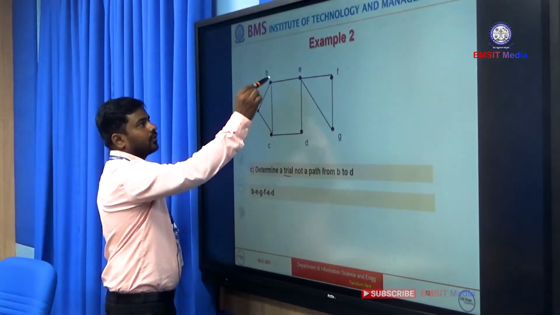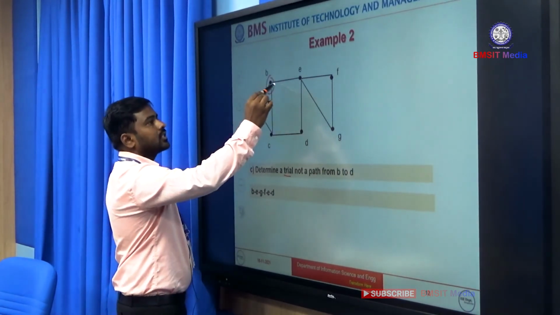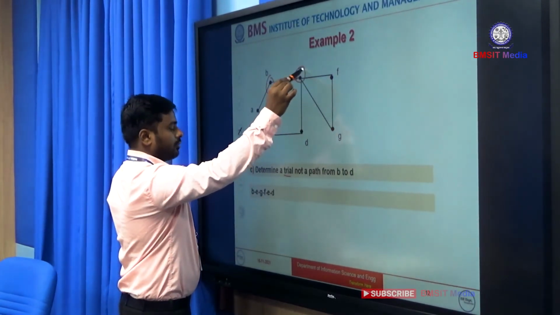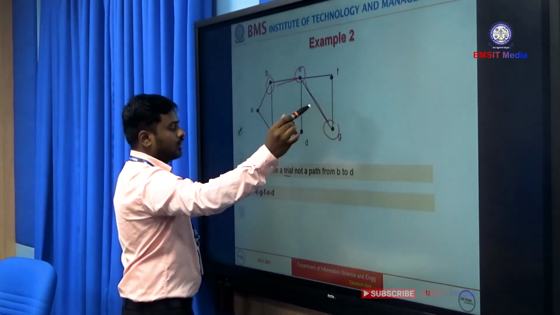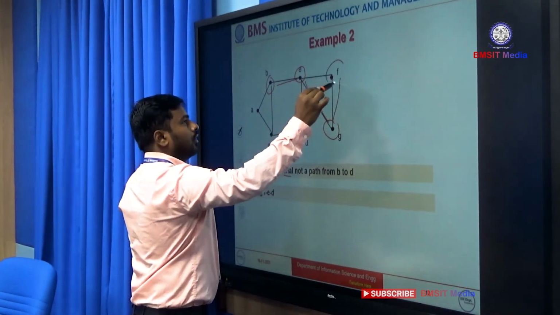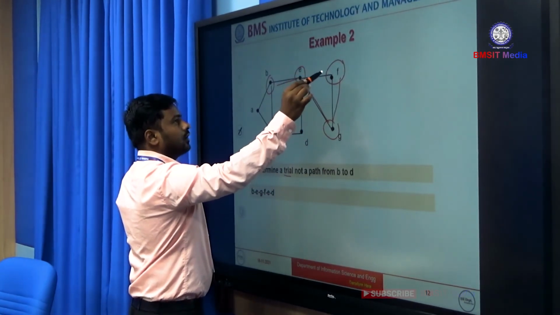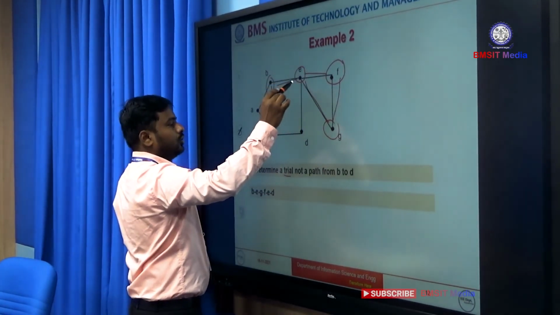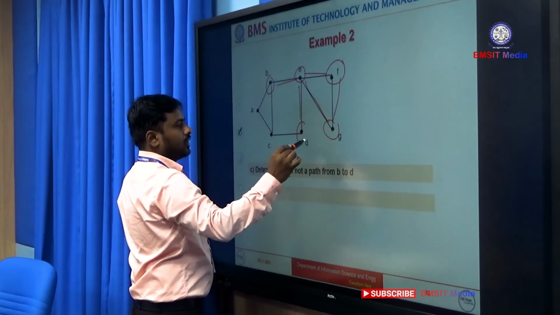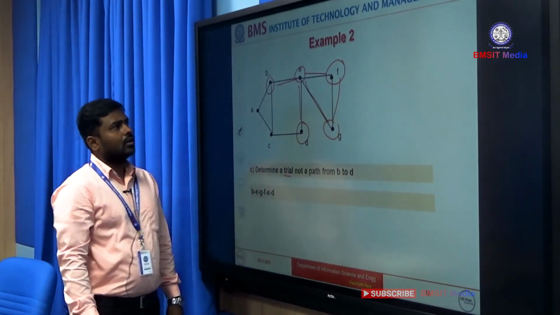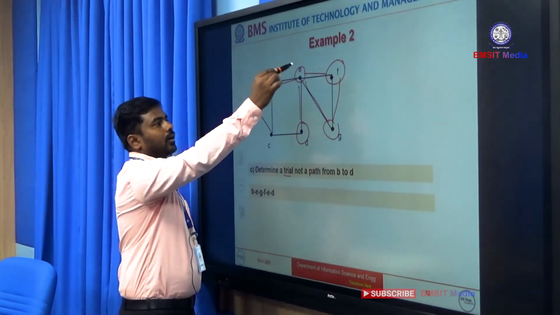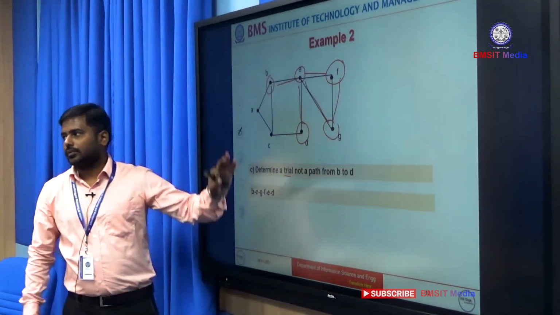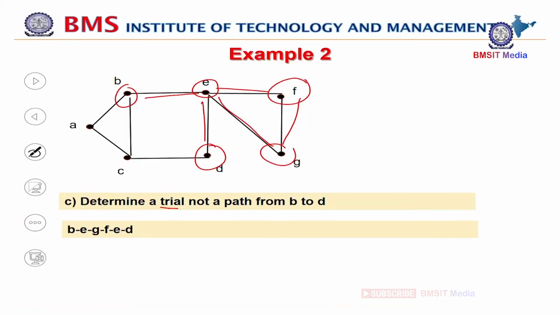Here is an example. I will start with the vertex B and reach E, from E to G, G to F, and F to E and E to D. As you can see, a vertex is repeated. Which vertex is repeated? Vertex E is repeated. That is why it cannot be a path. So, it is a trail.